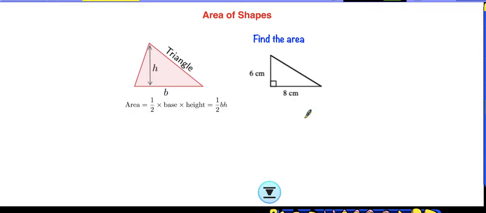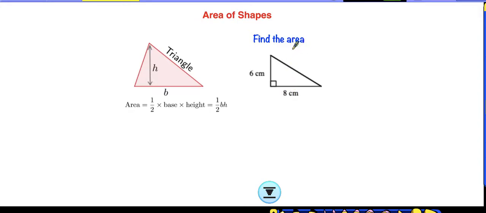So let's check the first one. We are going to find the area of this triangle here. As you can see, this is a right triangle. Based on the area of the triangle, which is half base times height, since the height is actually a side, you can consider it so. That's why it's half base, which is 8, times 6.